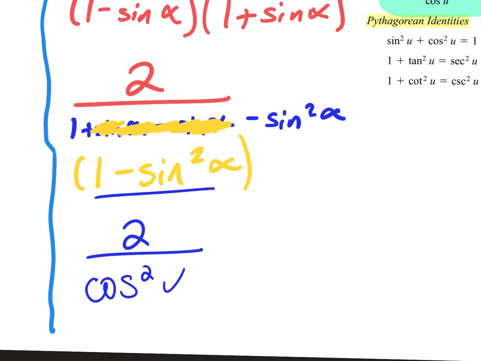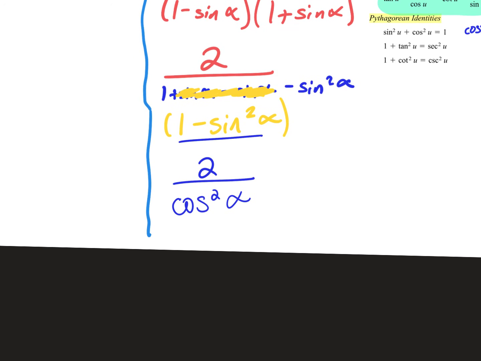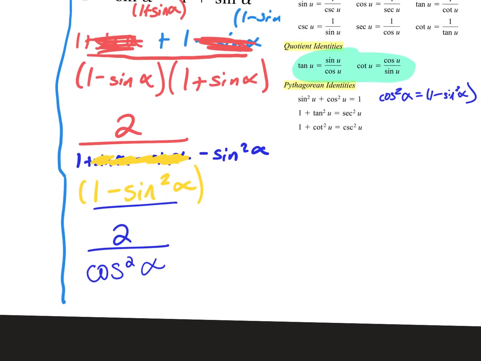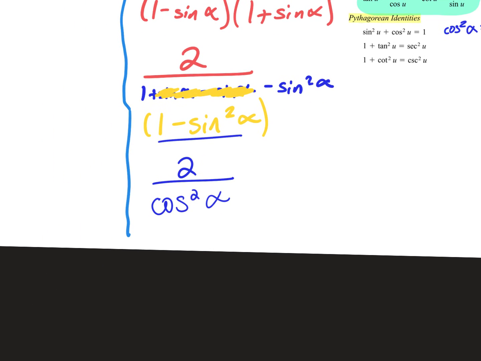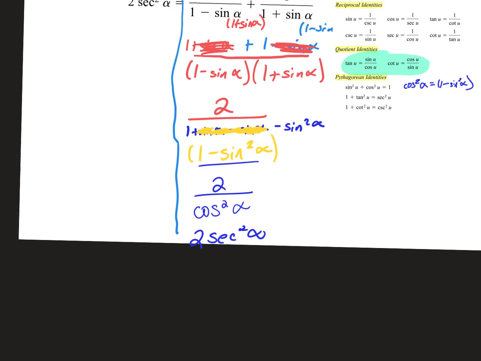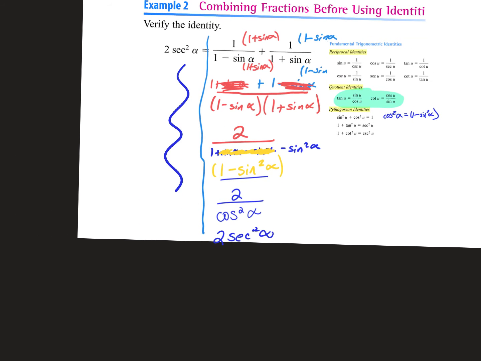Cosine squared alpha, okay? Now remember, when we're super simplified, we don't have denominators, right? Do I have something over cosine squared? Can I change that into something? Perfect. 1 over cosine is secant, correct? So 2 over cosine squared is just going to give me 2 secant squared alpha, which, isn't that what we were trying to get to? So you guys just proved it.